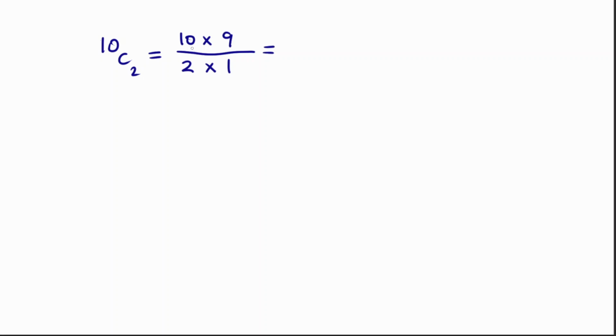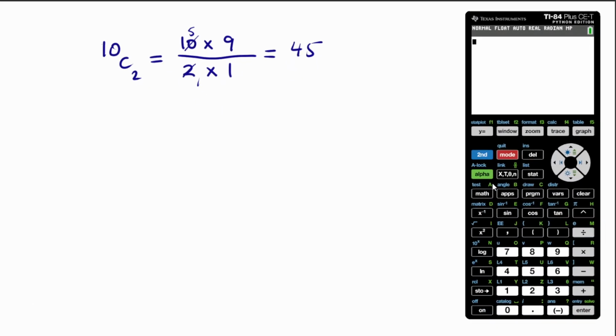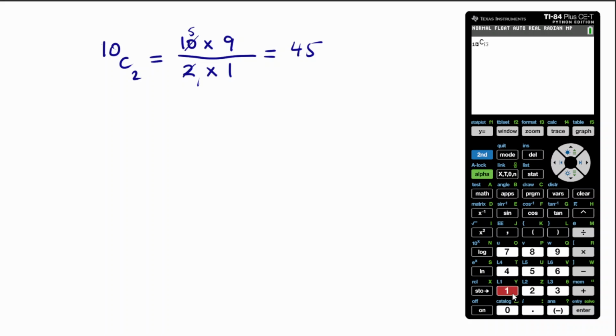So this will give you the correct result. It's just a shorthand way of doing it. So 10, well actually we can cancel this down, and you can see it's going to be 45. And if we check that on the calculator, we'll see that it works. 10 choose 2, 45. Okay, let's do another one.